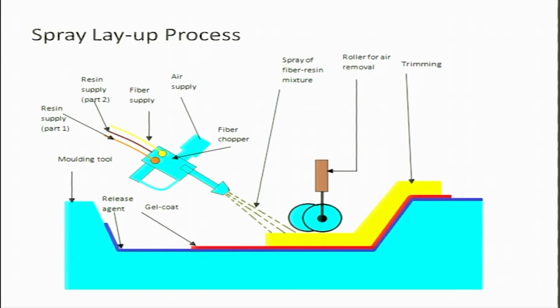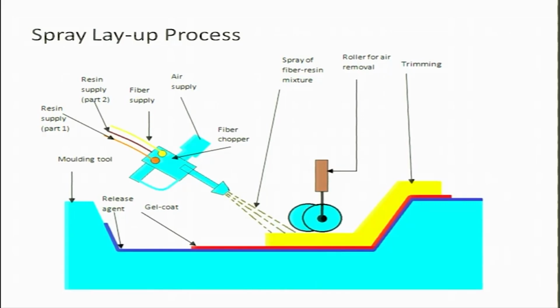So, all that mixture is deposited in this yellow zone, and then to remove air you keep on rolling it continuously using some rollers, and once the whole thing is done then you let it cure either through heat or just at room temperature. It takes some time, and once you are done you can remove it and then you can trim it at its edges so that it has the final shape.